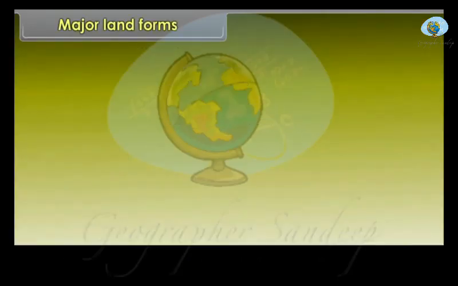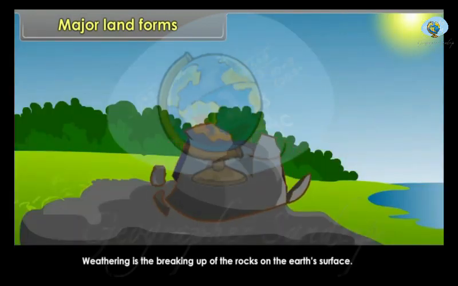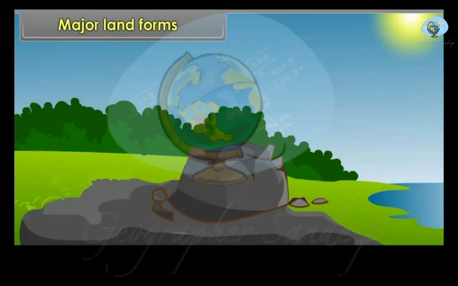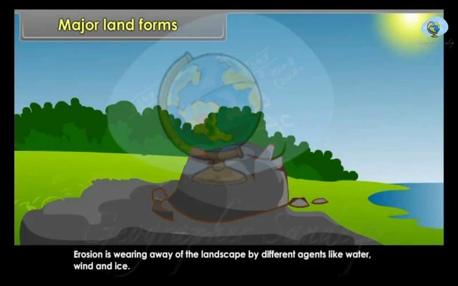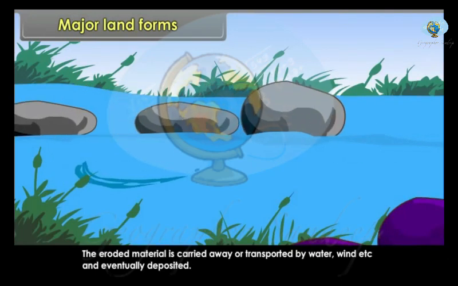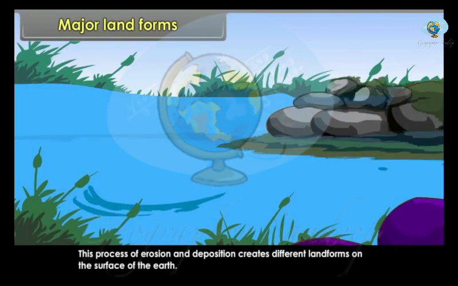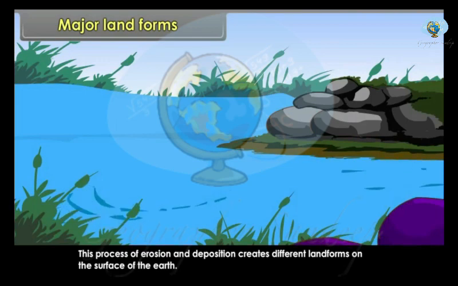Major landforms. The landscape is being continuously worn away by two processes: weathering and erosion. Weathering is the breaking up of the rocks on the Earth's surface. Erosion is wearing away of the landscape by different agents like water, wind and ice. The eroded material is carried away or transported by water, wind, etc. and eventually deposited. This process of erosion and deposition creates different landforms on the surface of the Earth.